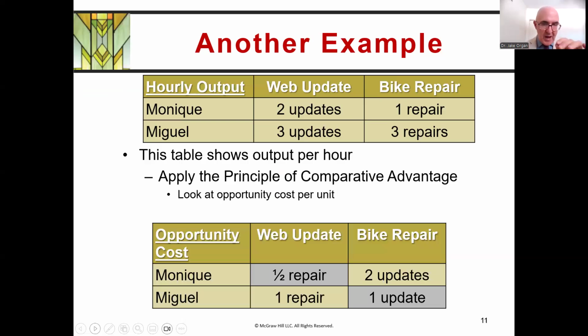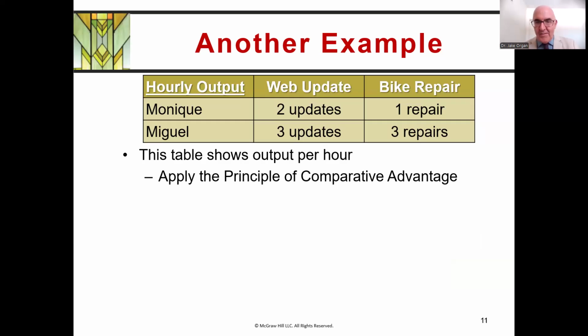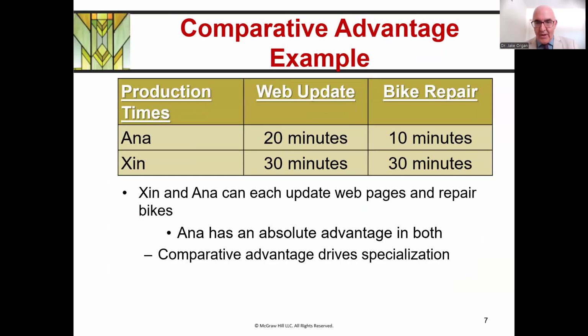Because she can do 2 updates in an hour, or 1 repair in an hour, she's actually better at the web update. Sorry about that. So Monique has the comparative advantage when it comes to web updates, and Miguel has the comparative advantage when it comes to bike repair. Always watch that. I made a mistake, and you may make those mistakes.